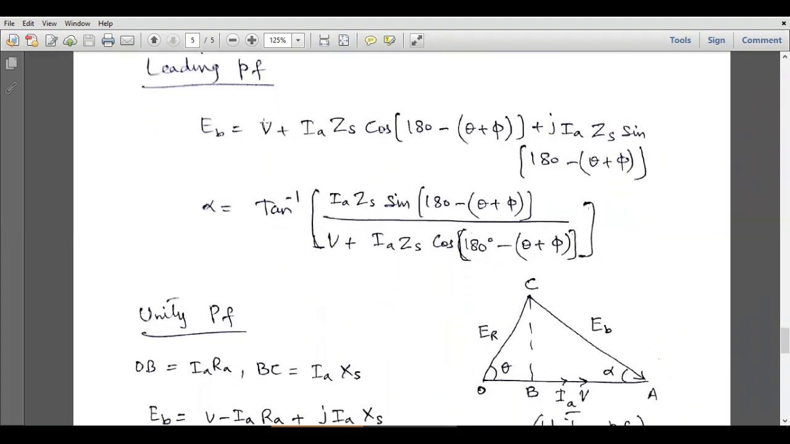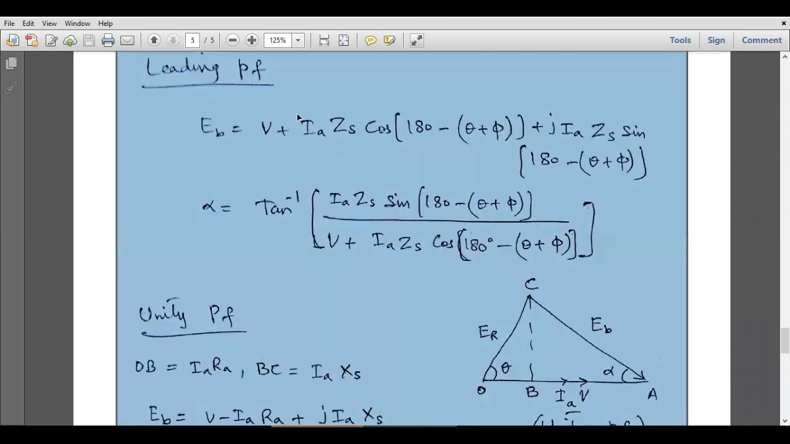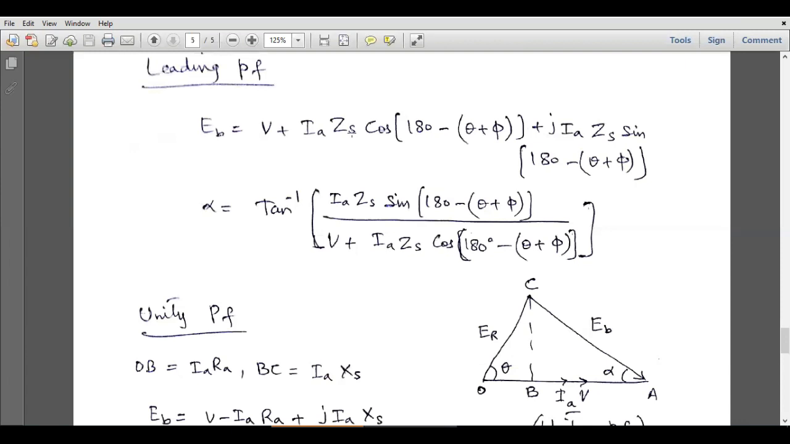So EB will be equal to V plus ER cos(180 minus (theta plus phi)) plus j times ER sine(180 minus (theta plus phi)), and alpha is the load angle, and it is equal to tangent inverse of this term divided by this whole term, and this is the load angle alpha. So I think it is very easy to calculate for the leading power factor case.